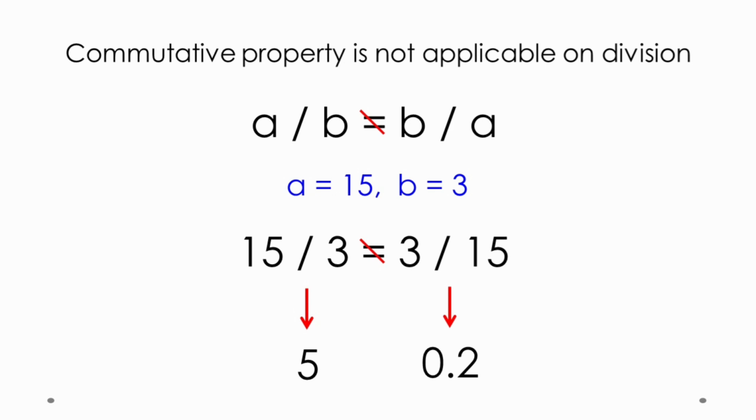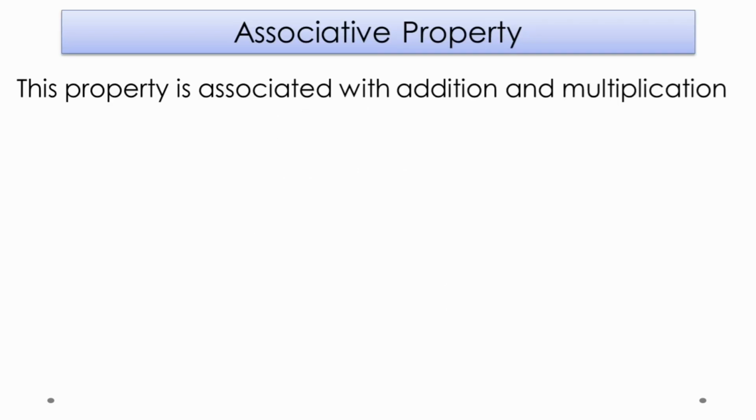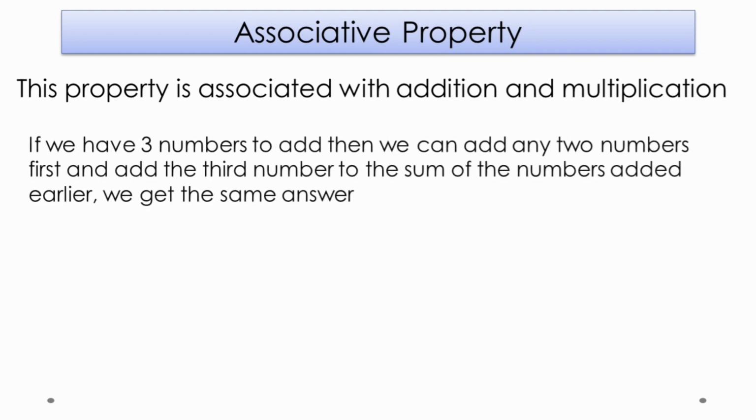Now let's move on to the next property, which is associative property. This property is associated with addition and multiplication. In case of addition, if we have three numbers to add, then we can add any two numbers first and add the third number to the sum of the numbers added earlier. We will get the same answer.